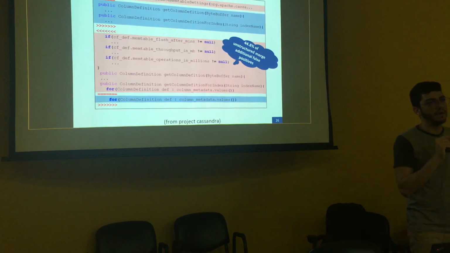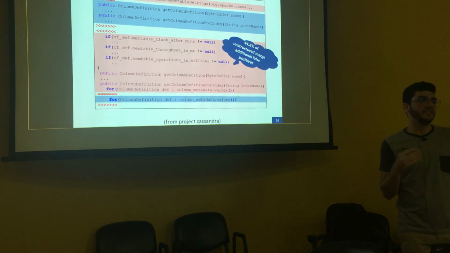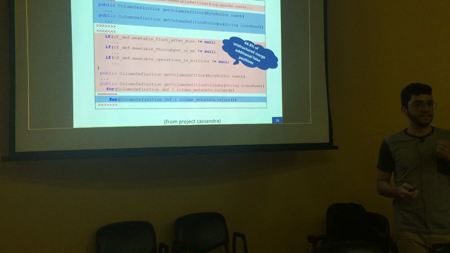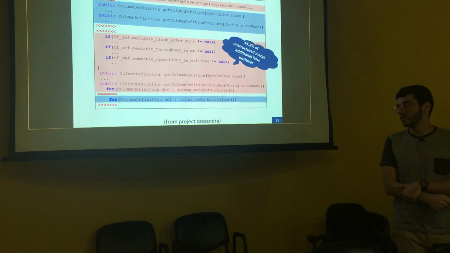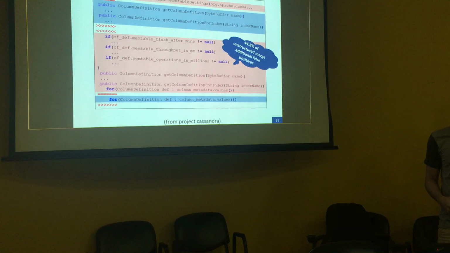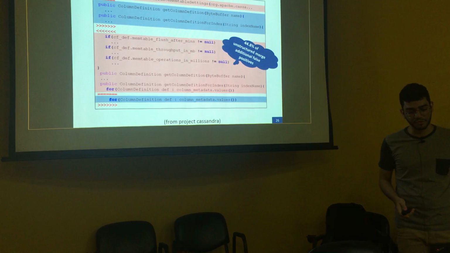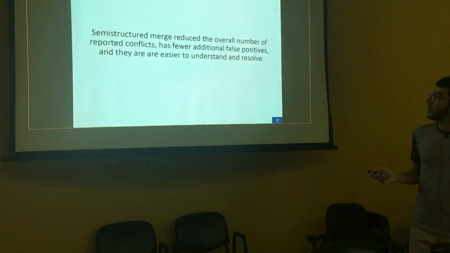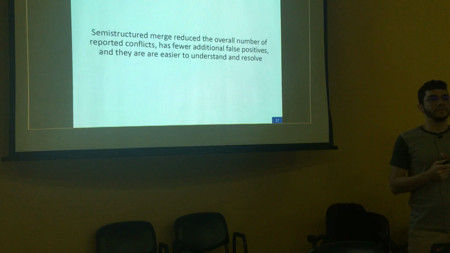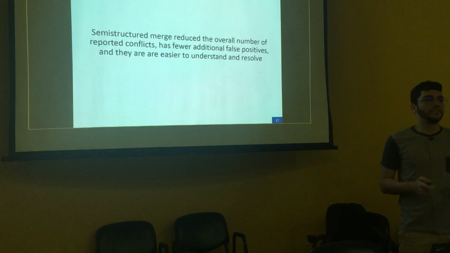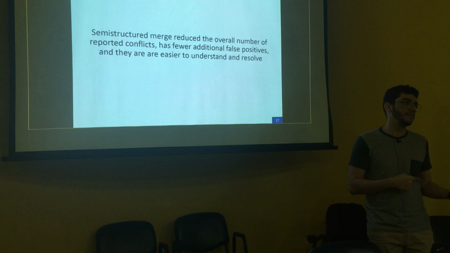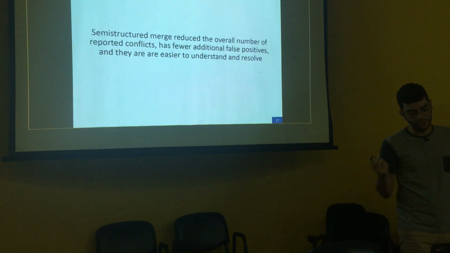Curiously, we found that in about 90% of these conflicts, the resolution was simple. This suggests that although analyzing this kind of conflict is hard, resolving them is not. Or it might also be the case that the analysis is so hard that the resolution of this kind of conflict just consists of discarding part of the contributions. So for our first research question, semi-structured merge came out as the winner. For most projects and merge scenarios in our sample, it reduced the number of reported conflicts, it had fewer false positives, and they are easier to analyze and resolve than those from unstructured merge.